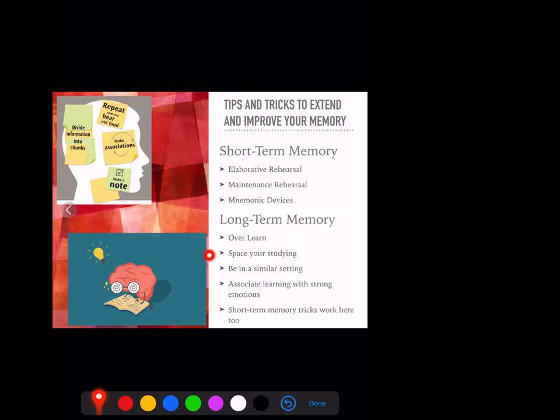Be in a similar setting. If you know that you're going to be taking a test in a very quiet setting, you should do your studying in a quiet setting. So you're giving your body the cues and the triggers to help you remember more things when you do get to the test.